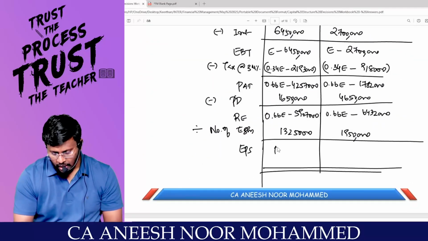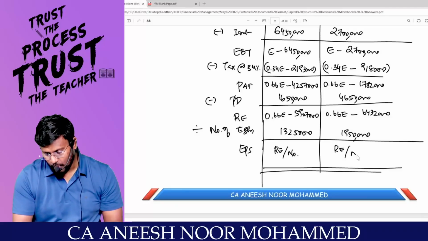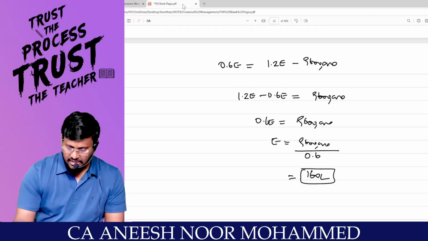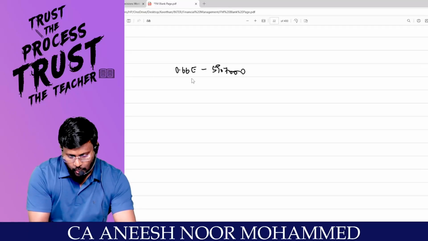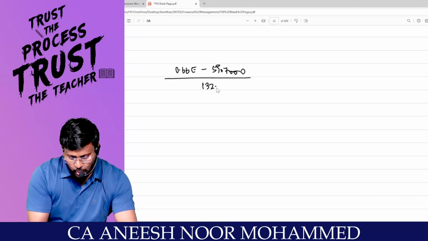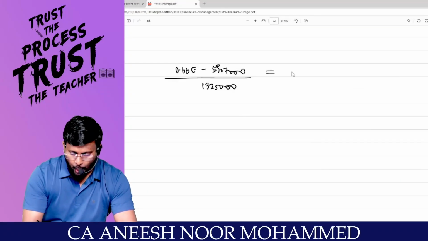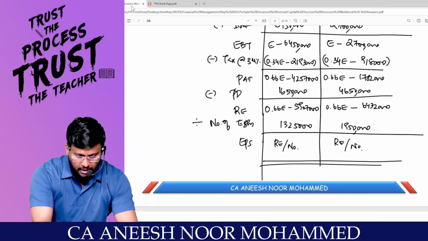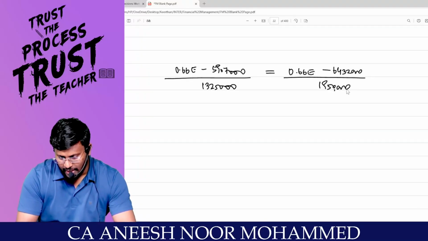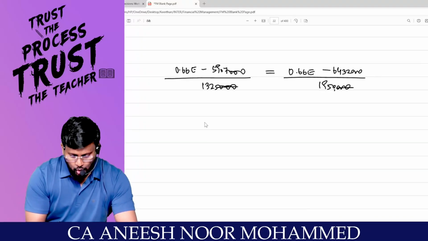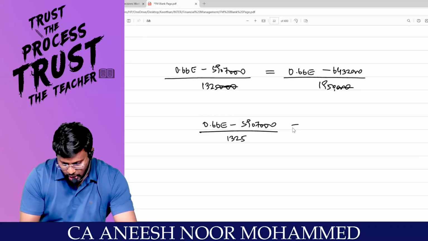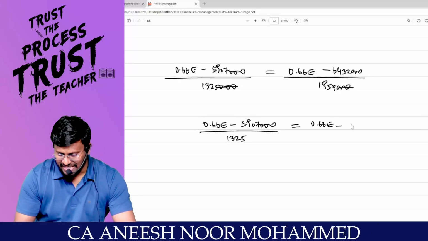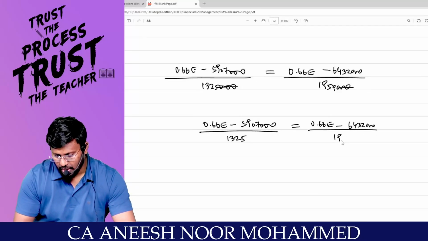Fine. So I got the formula, which is residual earnings divided by number of shares. You should help me to solve this. Sir, 0.66 E minus 59 lakh 7,000 divided by 13 lakh 25,000 should be equal to 0.66 E minus 64 lakh 32,000 divided by 19 lakh 50,000. Right? First 3 zeros cancel. So 0.66 E minus 59 lakh 7,000 divided by 1325 should be equal to 0.66 E minus 64 lakh 32,000 divided by 1950.